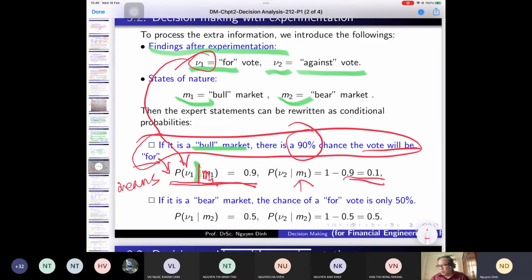Okay. And the second one, bear market: if the market is bear, the condition is M2, and then the vote for is 50%, and the vote against is also 50%. Is that okay?